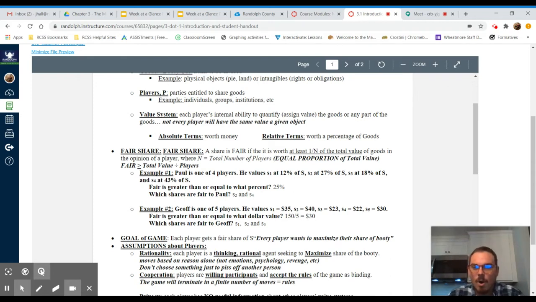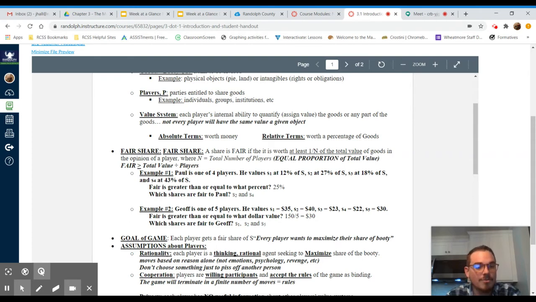Okay. So our fair share, right? A share is fair if it is worth at least 1/n of the total value of goods in the opinion of a player, where n equals the total number of players. So a fair share would mean that we all have the same amount of relative terms, right? So equal portions or proportions of total value.